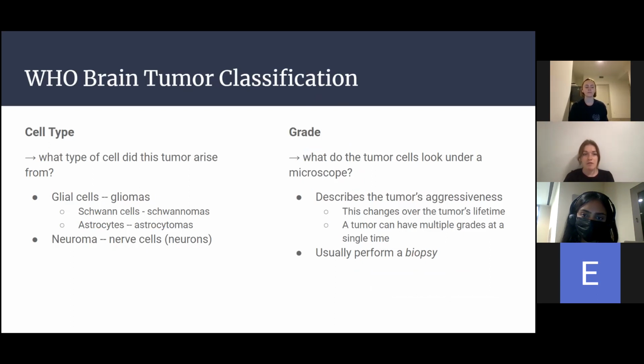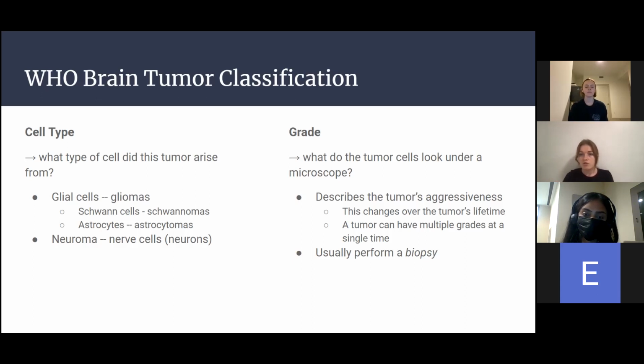And that's when we can have tumors called gliomas that arise from glial cells. And within that class, we can have schwannomas from Schwann cells or astrocytomas from astrocytes. We can also have neuromas that develop from nerve cells or just your basic neurons. For grade, you have to ask yourself, what do the tumor cells look like under a microscope?